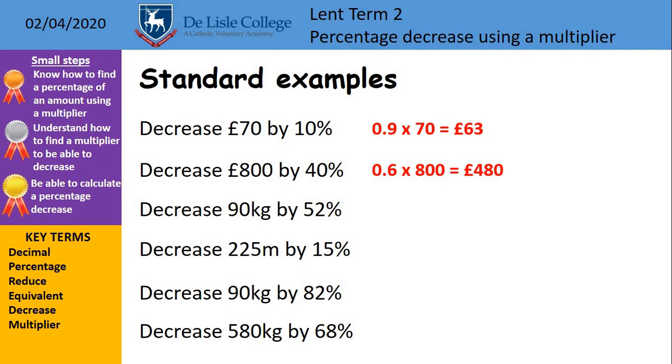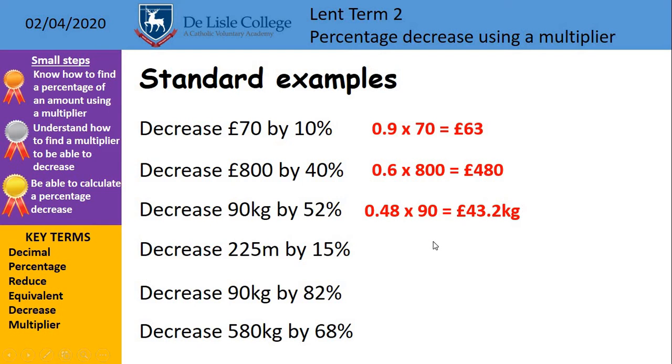Decrease 90 kilograms by 52%. 100% subtract 52% would give us 48%. Change this to a decimal by dividing by 100. So 0.48 multiplied by 90 gives us an answer of 43.2 kilograms. Ignore the pound sign there, it's a bit of a typo.